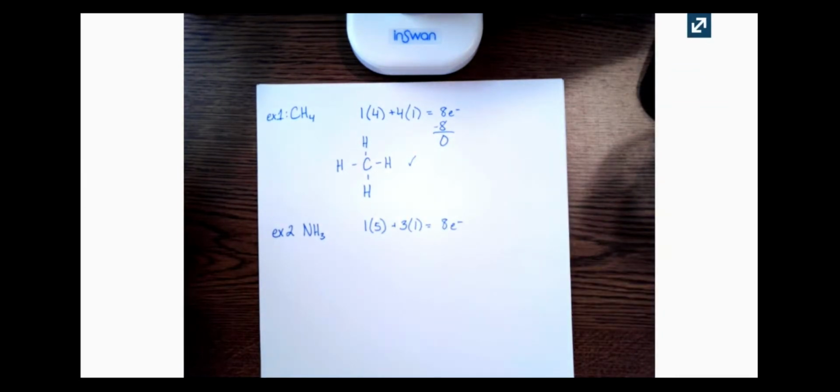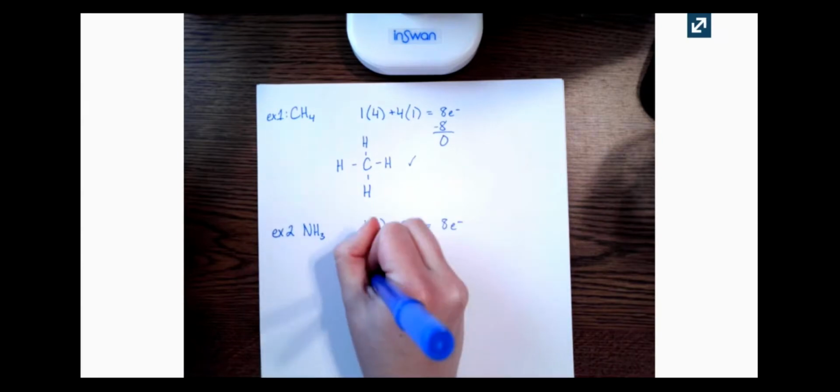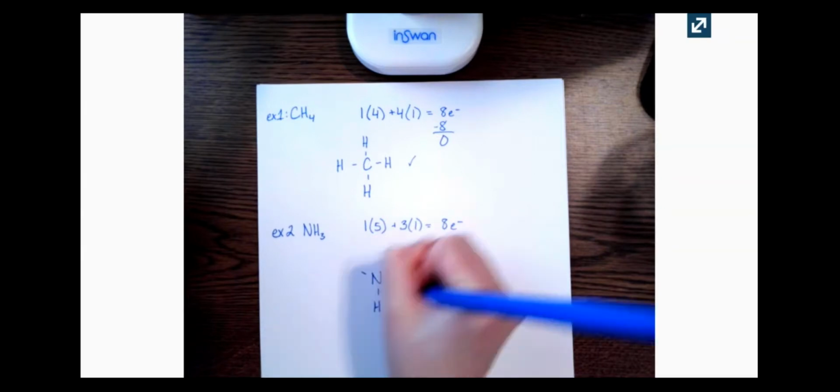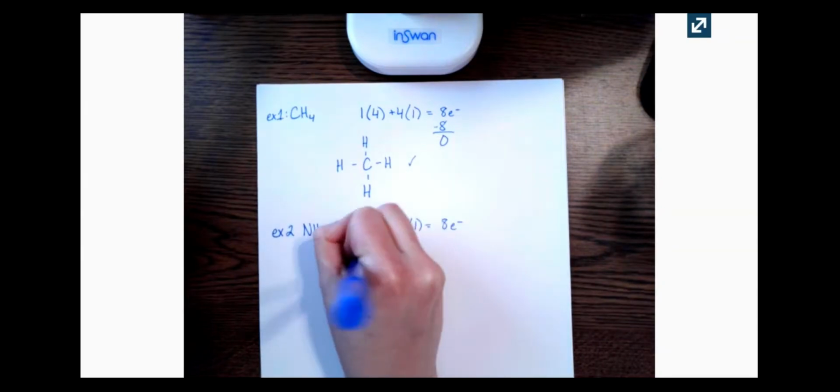Now, again, remember, hydrogen will not be in the middle. So I'm going to go ahead and draw my nitrogen, put that in the middle, and then I'm going to kind of just spread out my hydrogen so that I have a nice symmetrical molecule.